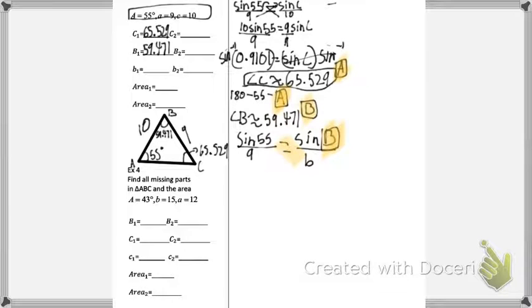So if we cross multiply, B sine 55 equals 9 sine B.